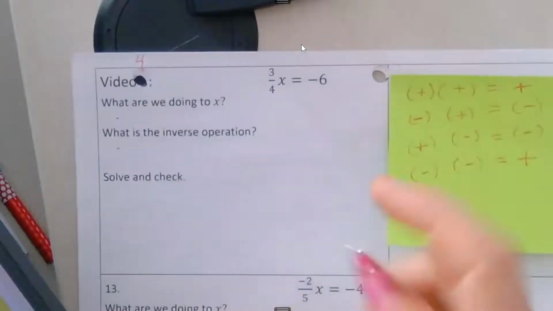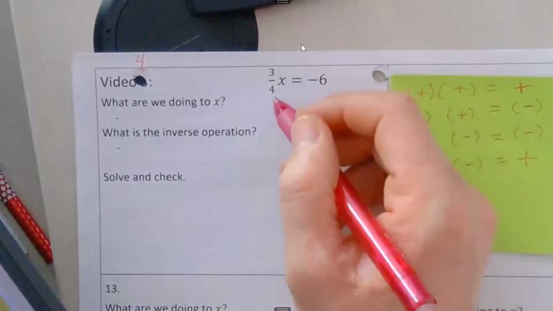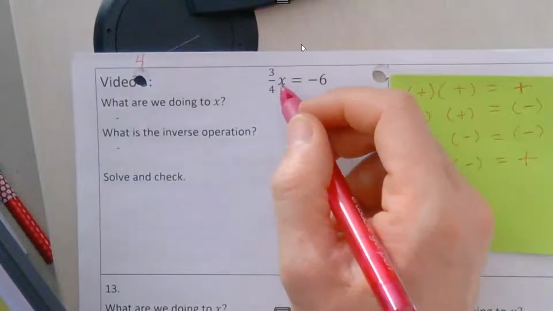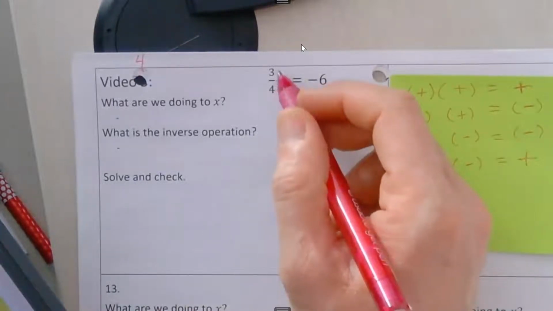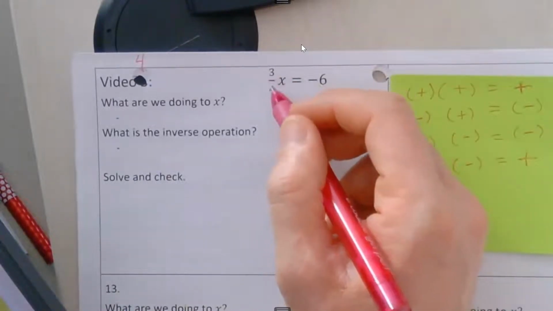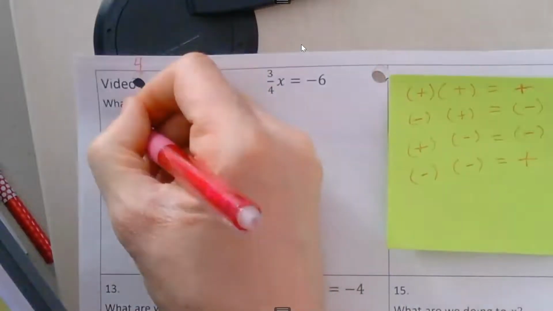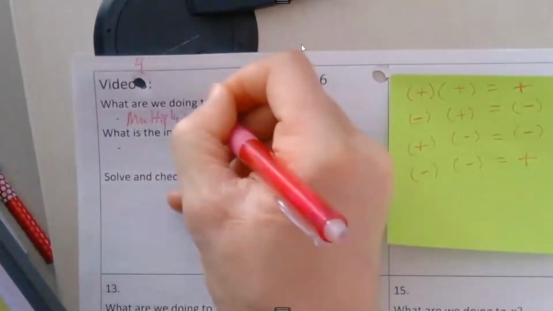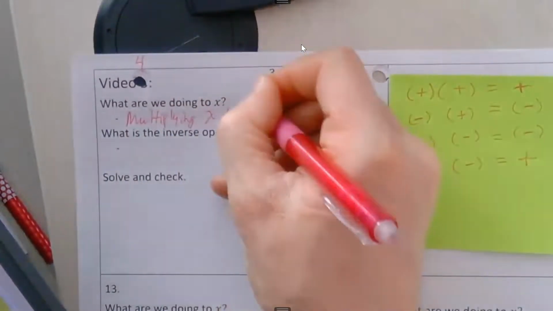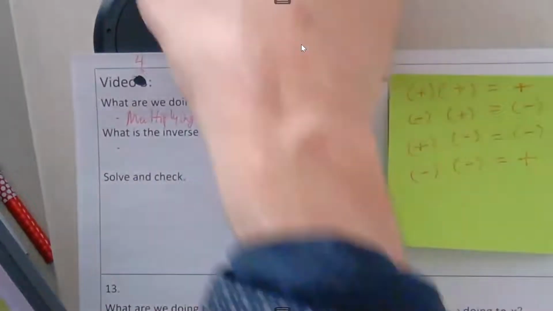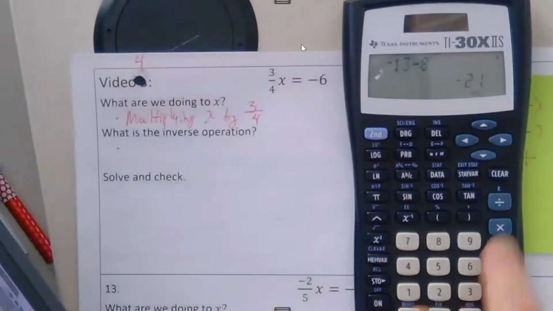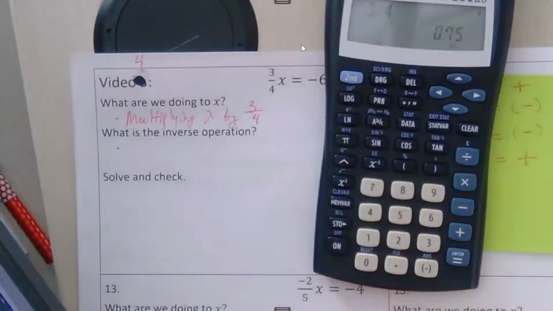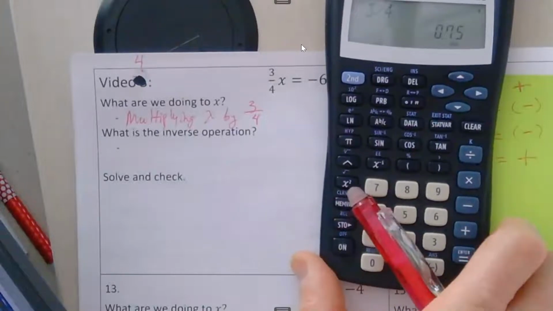Okay, so we need to remember that. And now let's look at this. So what are we doing to x? The number next to x is what we multiply by. So we are multiplying x by 3/4. Like I said, 3 divided by 4, 3/4 equals 0.75. So you know how much that number is.